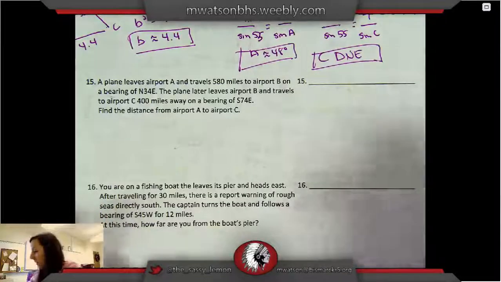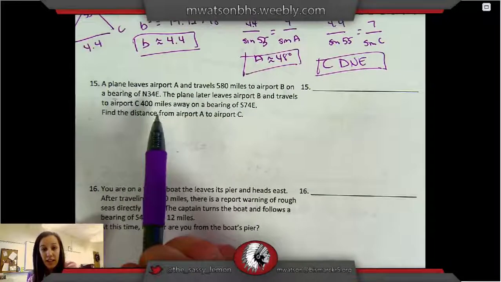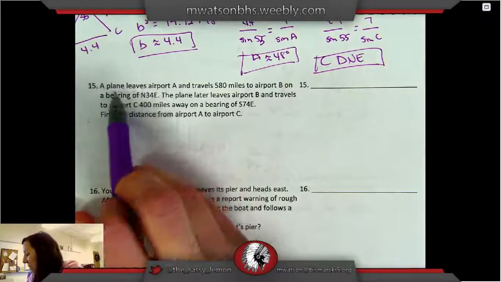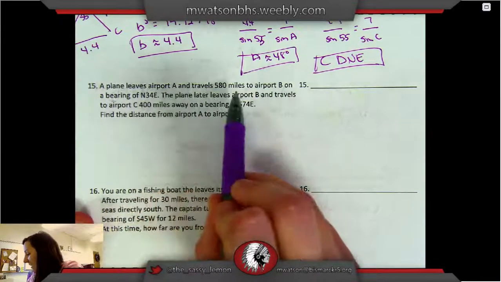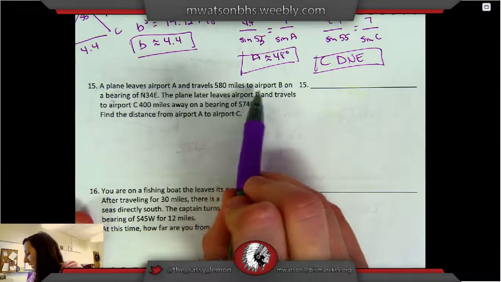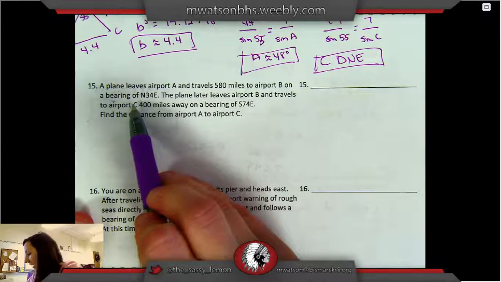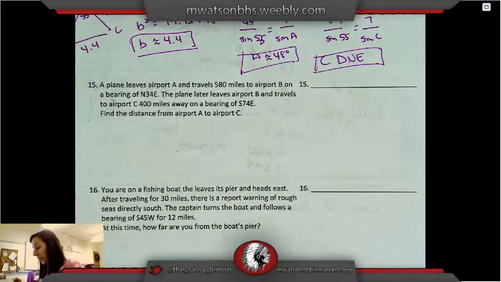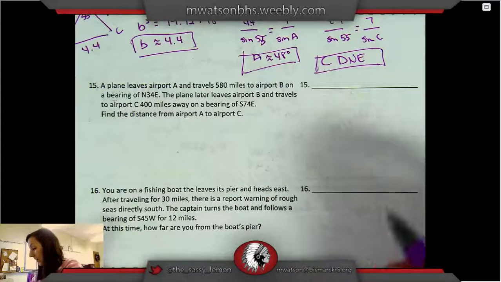Okay, with number 15, we're going to be working with bearings on top of the law of cosines. So, a plane leaves airport A and travels 580 miles to airport B on a bearing. Okay, so these A and B are not going to be directly across from each other. They're on a bearing from one another.